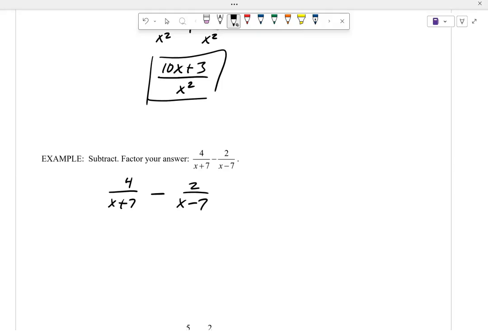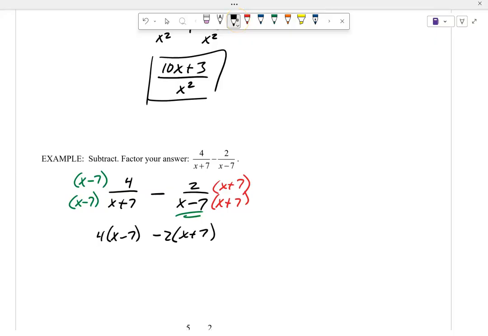So again, we've got to get a common denominator. The one on the left has an x plus 7. This one does not. I've got to give it an x plus 7. The one on the right has that x minus 7. This one does not. So I'm going to have to give it an x minus 7. So I've got 4 times (x minus 7) minus 2 times (x plus 7). This is now all over our common denominator of (x minus 7)(x plus 7).